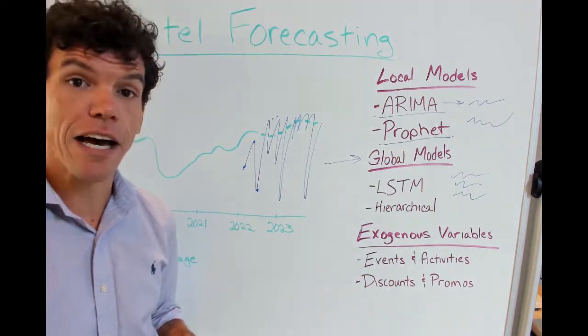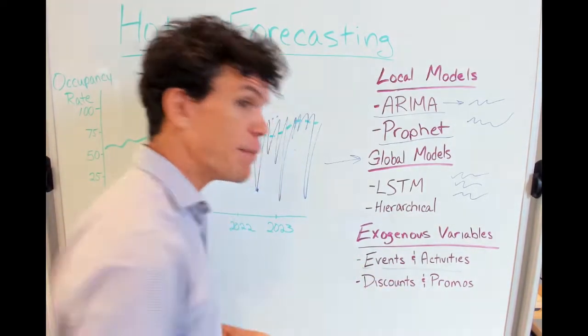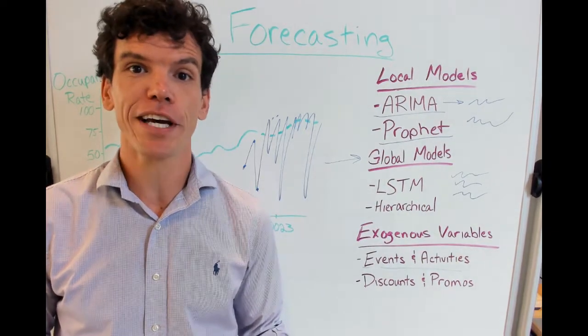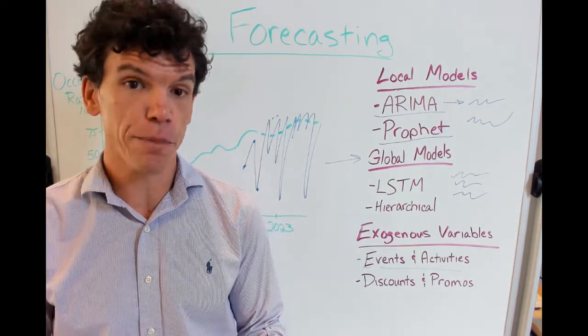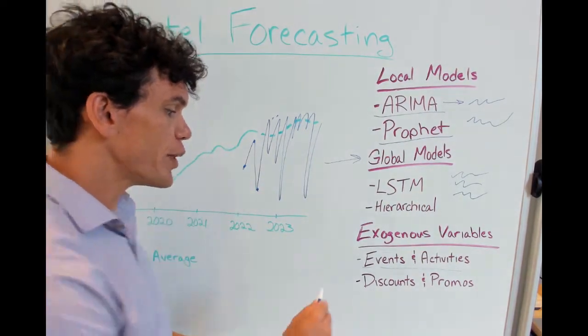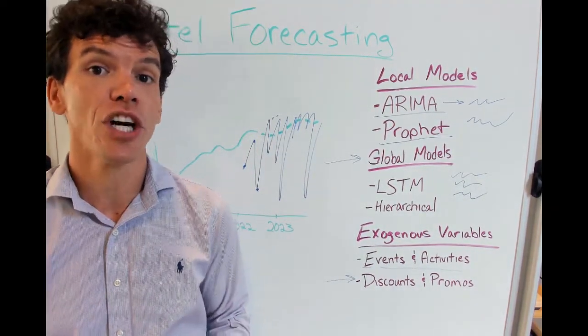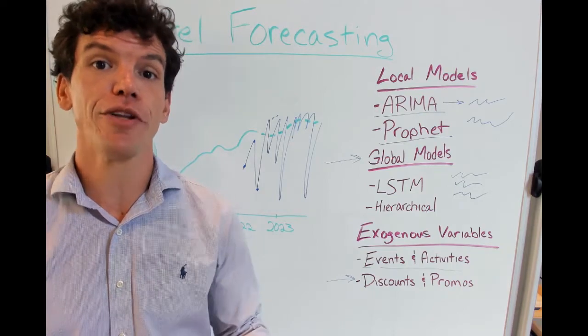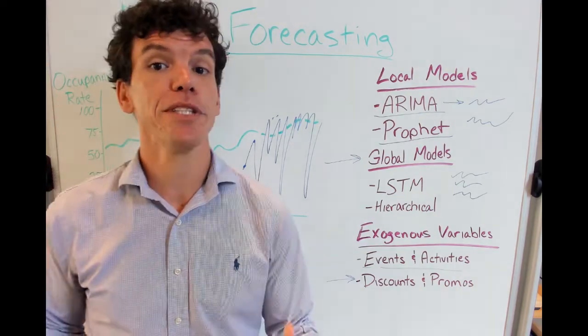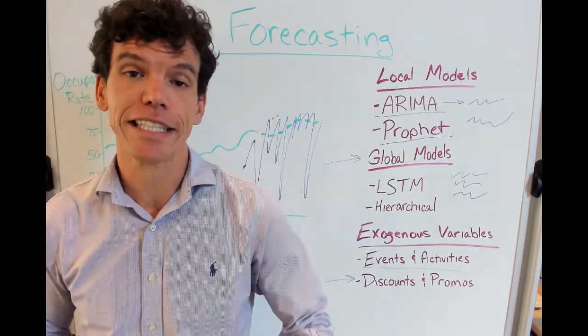So these might be like events and activities. Maybe you've got a World Series baseball game coming up. That's going to drive your occupancy a little bit higher. We can also include things like discounts and promos and general pricing information on the hotel. We certainly know that those impact the occupancy rate at your hotel on a daily basis.